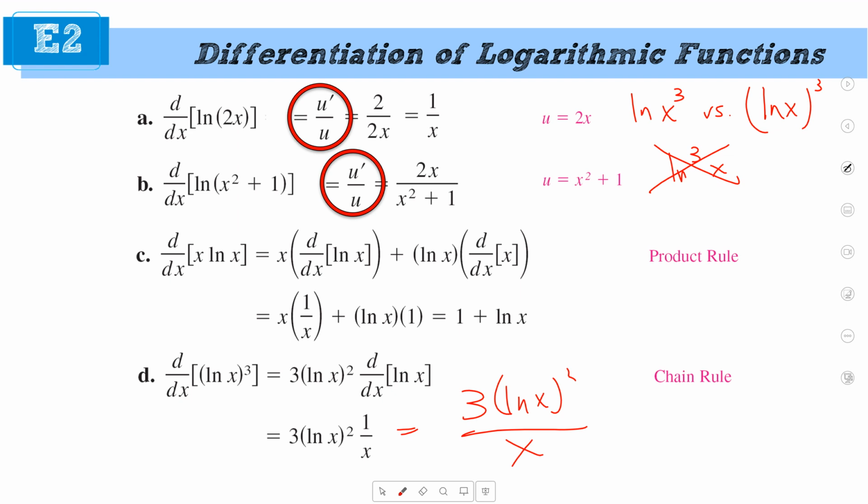Good. Okay. Now notice only the first 2 involve u prime over u directly because you're taking the natural log of a mess. In C and D, you have to involve product rule and chain rule in order to get those answers.